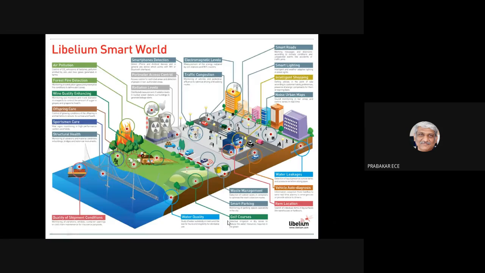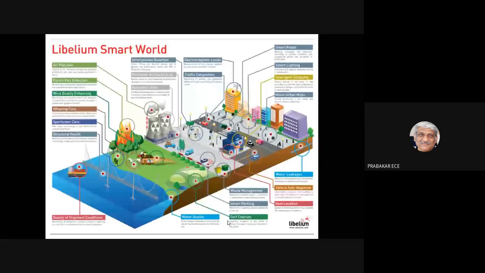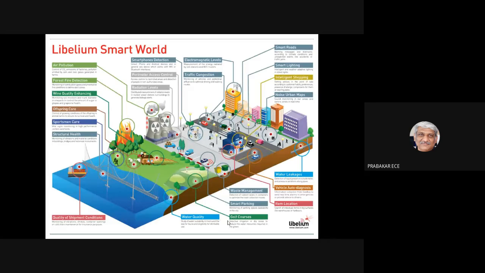And there are some areas where smartphones can be detected, where smartphones are not allowed. The perimeter access control, we can control the access to a security point, something like that. So there are plenty of things available. We need not go through all these things, and the levels may be different. In each and every case, plenty of parameters are being measured.